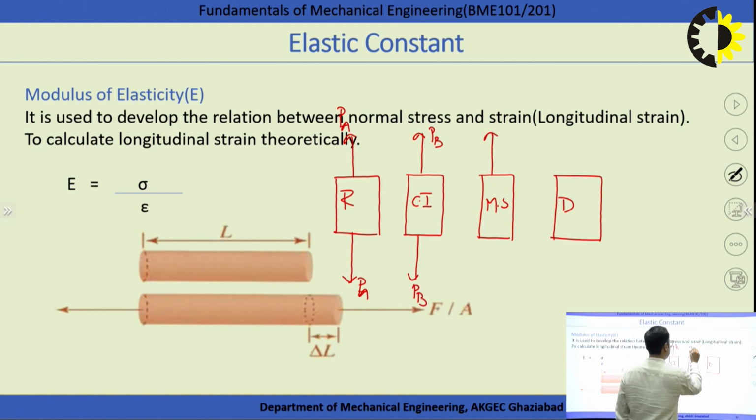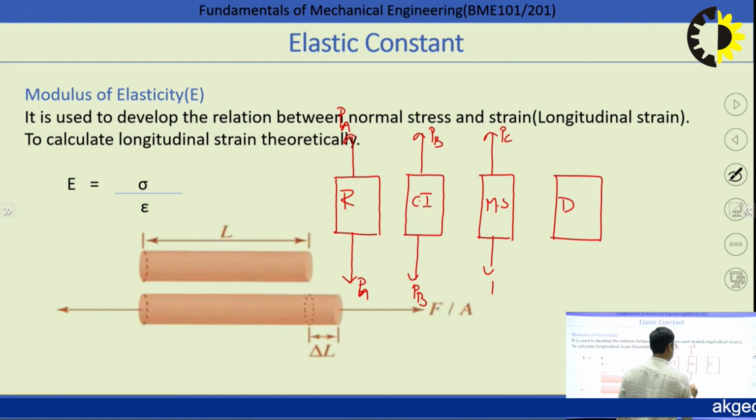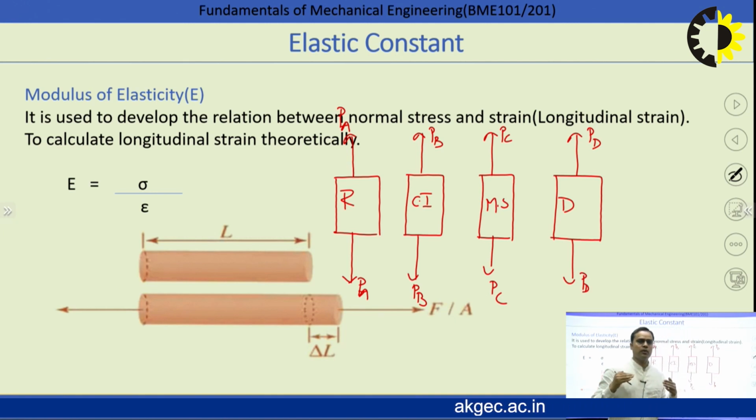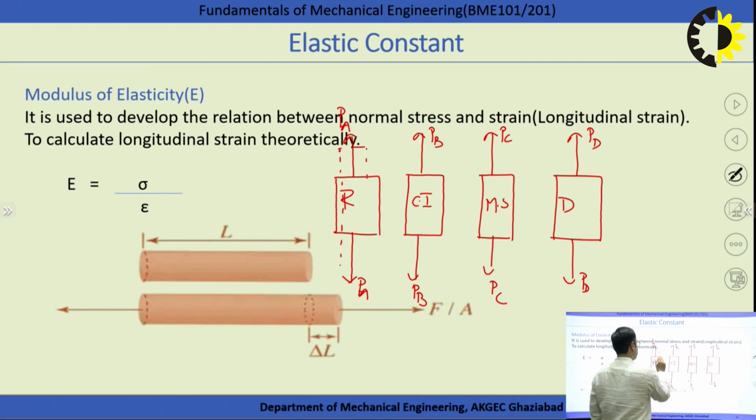Here acting is PC. Here acting is PD. And after the application of the force, suppose we are interested in the unitary strain. If we are applying load for the unitary strain, what is the meaning of that unitary strain? After the application of the force, the final length is just double the initial length. The meaning of unitary strain is that the final length is just double the initial length.